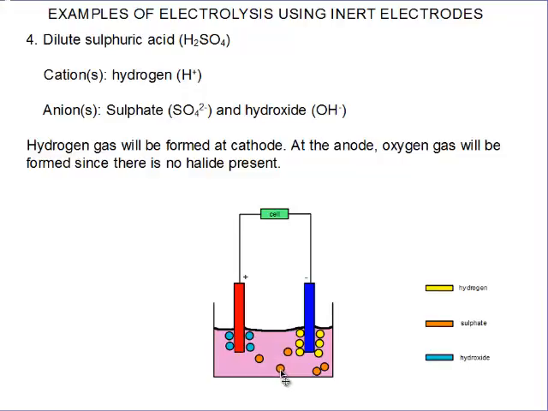Okay? The sulfate is not a halide in the first place, so it is not going to be favored in terms of moving to the anode.